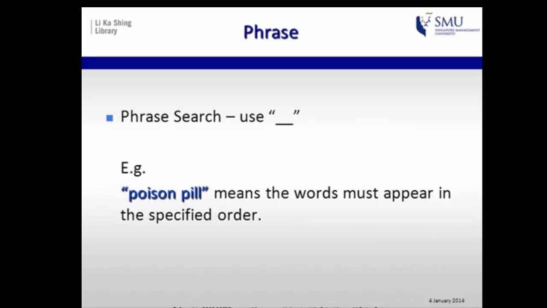The first connector is used when conducting a phrase search. For instance, to retrieve documents that only contain the exact phrase "poison pill", quotation marks are placed around the words as shown on the screen. Only documents containing the words exactly in the specified order will be retrieved.